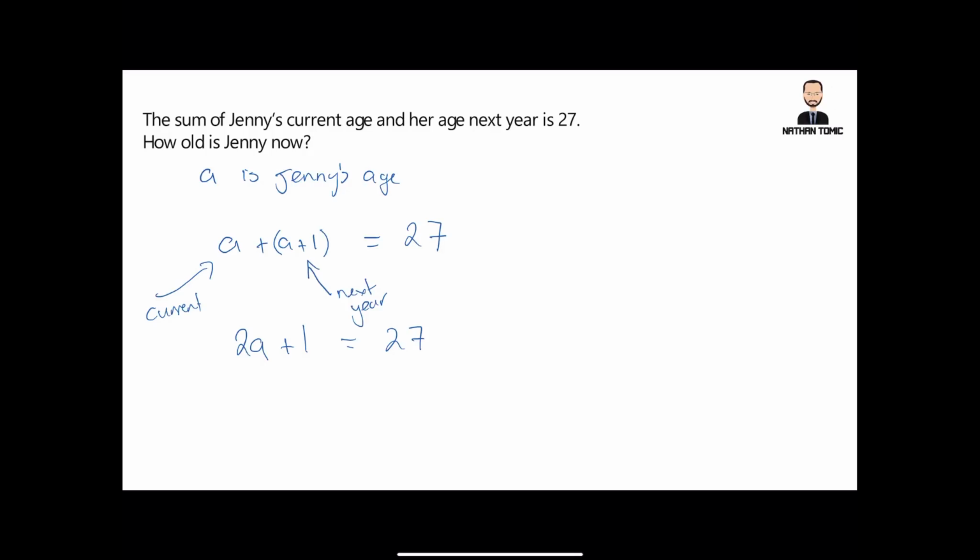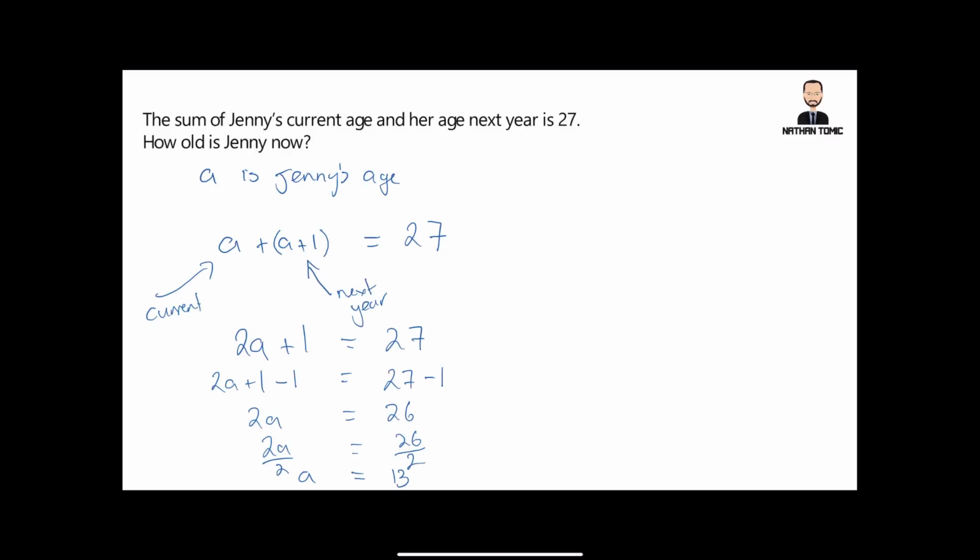To solve this algebraically, we need to reverse our operations. The first thing we've got here that we're going to reverse is the plus 1. So we're going to say 2A plus 1. Now we're going to take away 1 so that we're undoing that plus 1, equal to 27 take away 1, doing the same on both sides. That's going to leave us 2A equal to 26. We now need to undo the 2A, the 2 multiplied by A. So 2A divided by 2 is going to be equal to 26 divided by 2. And of course, that's going to leave A being equal to 13.